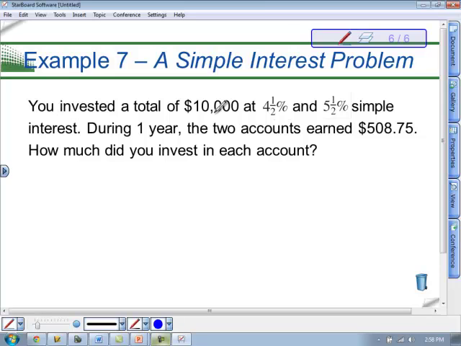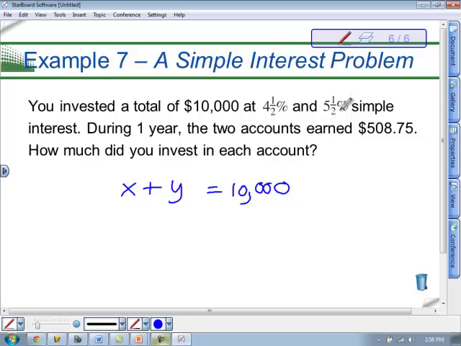It says that you invested a total of $10,000. So right away, you're seeing that you have 2 different interest rates, and you're investing a total of $10,000. So let's say whatever amount of money we invest in account X plus whatever amount of money we invest in account Y has the total $10,000. So right away we can write one equation.